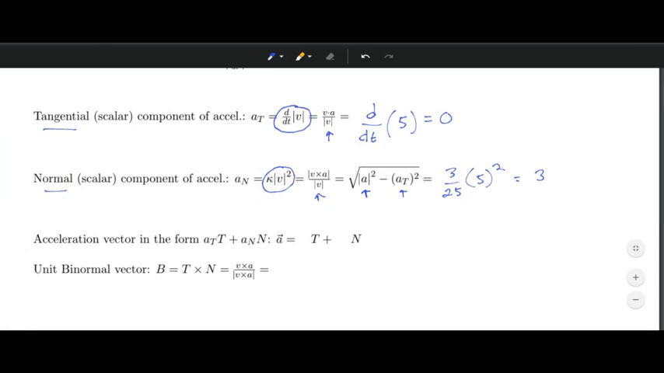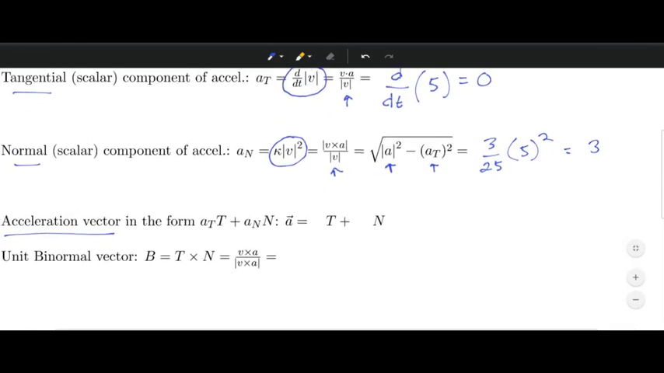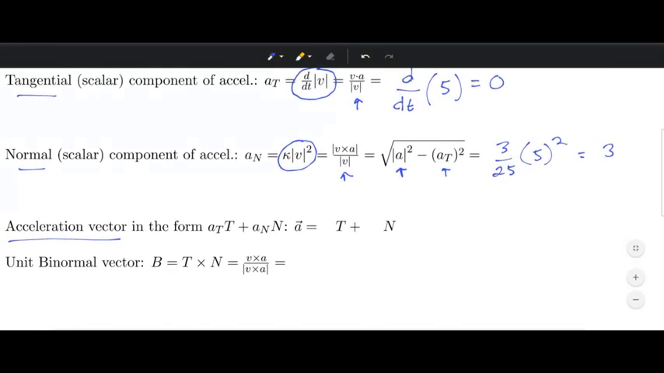Why those matter is that when you look at the acceleration vector, you can write it as a linear combination of the unit tangent vector and the unit normal vector. From the work we just did, the acceleration breaks down as 0 times T plus 3 times N. So that's another way to write our acceleration vector.